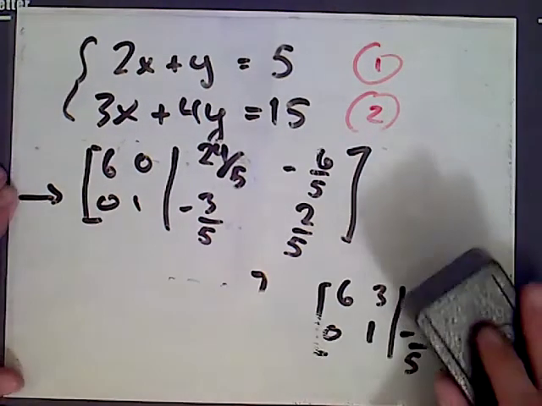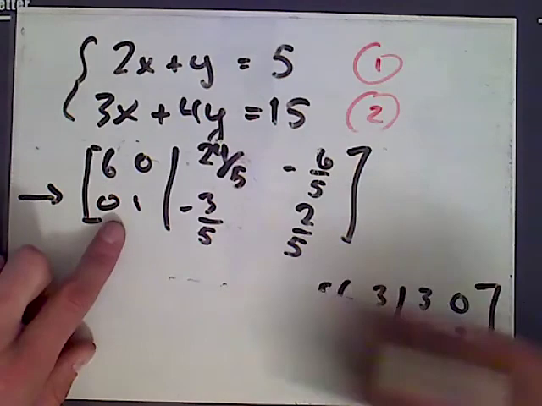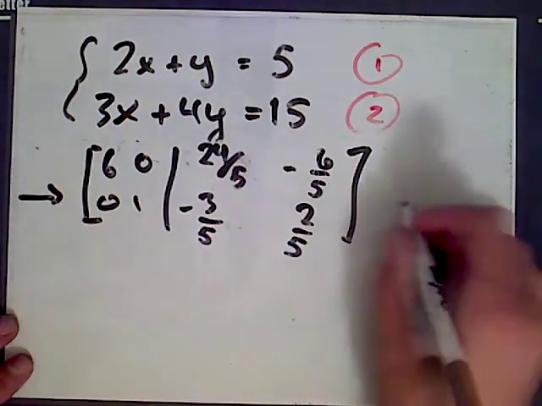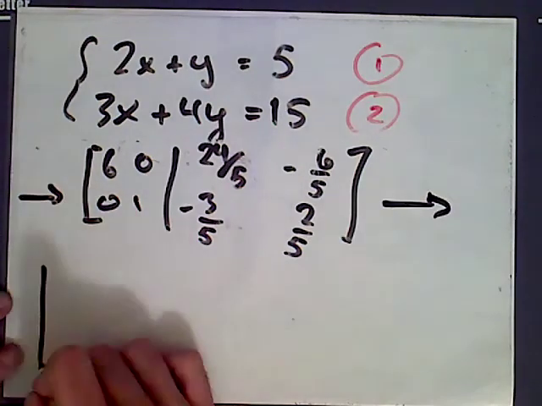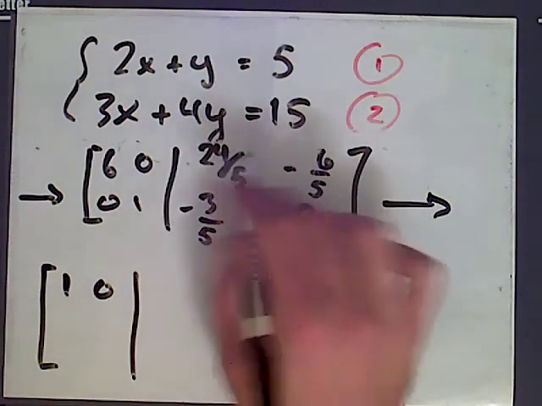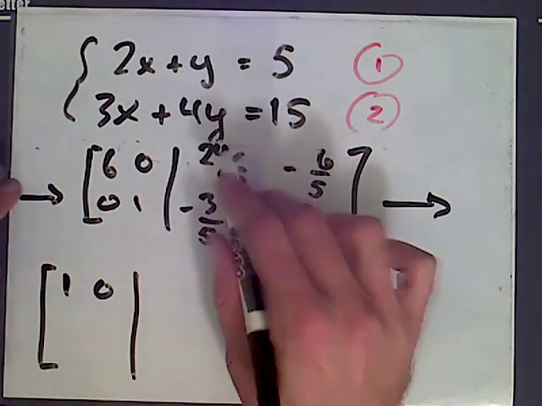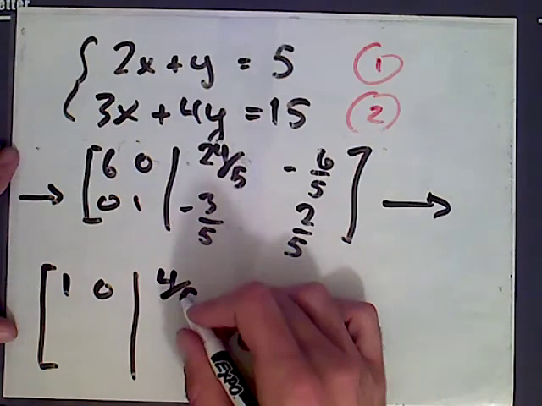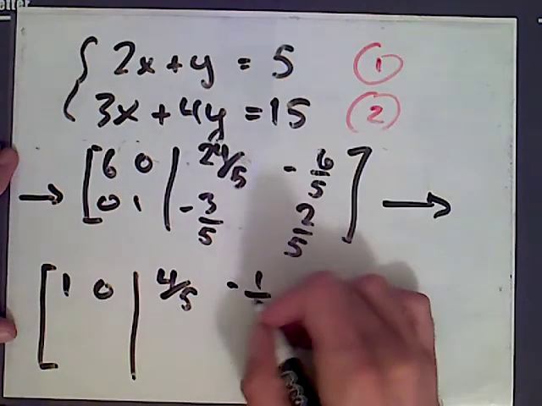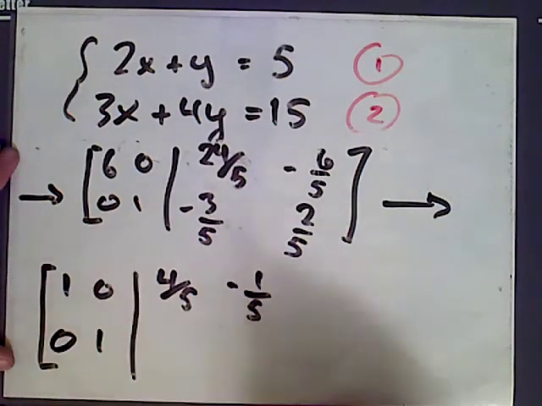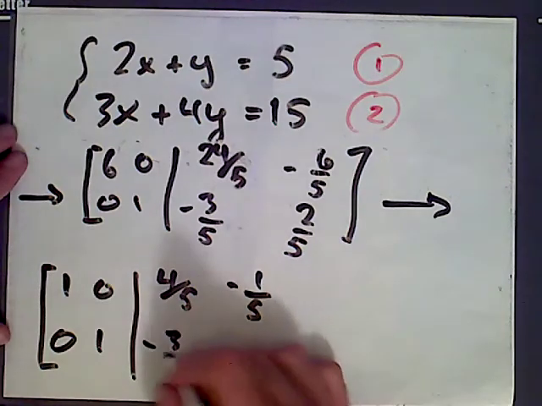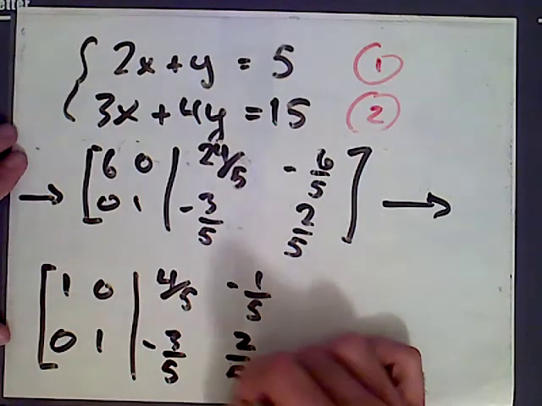We want the identity matrix on the left-hand side of this bar, so we need to divide the top row by 6. Again, giving us 1, 0. Dividing by 6 cancels a common factor with that 24, leaving a 4 on top. And canceling factors again makes this negative 1 over 5. We have 0, 1. We just divided this top row by 6. Negative 3 over 5 and 2 over 5.